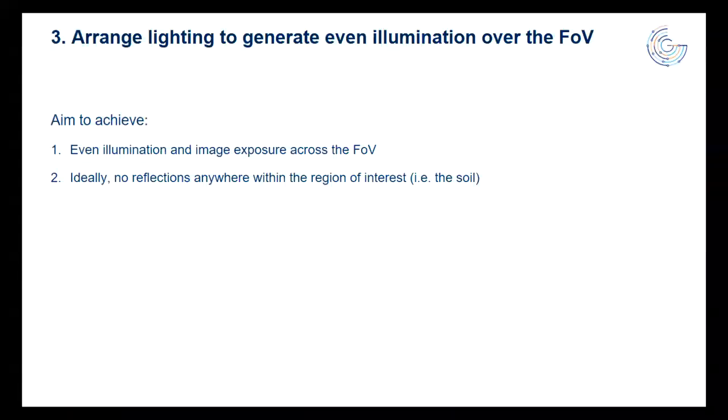Essentially, what a reflection does is it creates a hot spot in the image where the values of each of the pixels, in terms of an 8-bit image, 0 to 255, are all going to saturate at one end of the spectrum. And we want to avoid that.